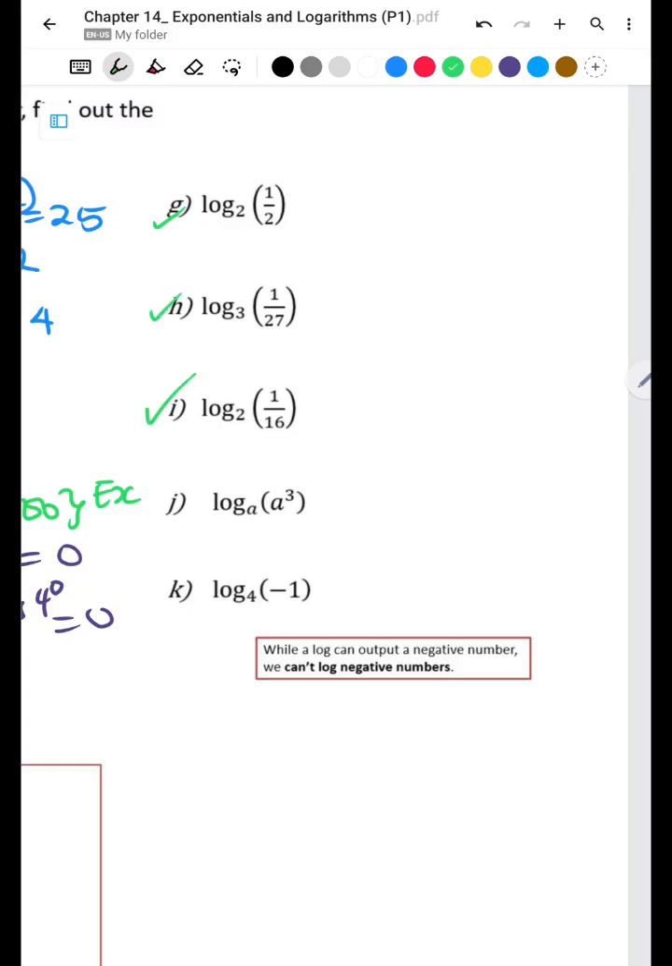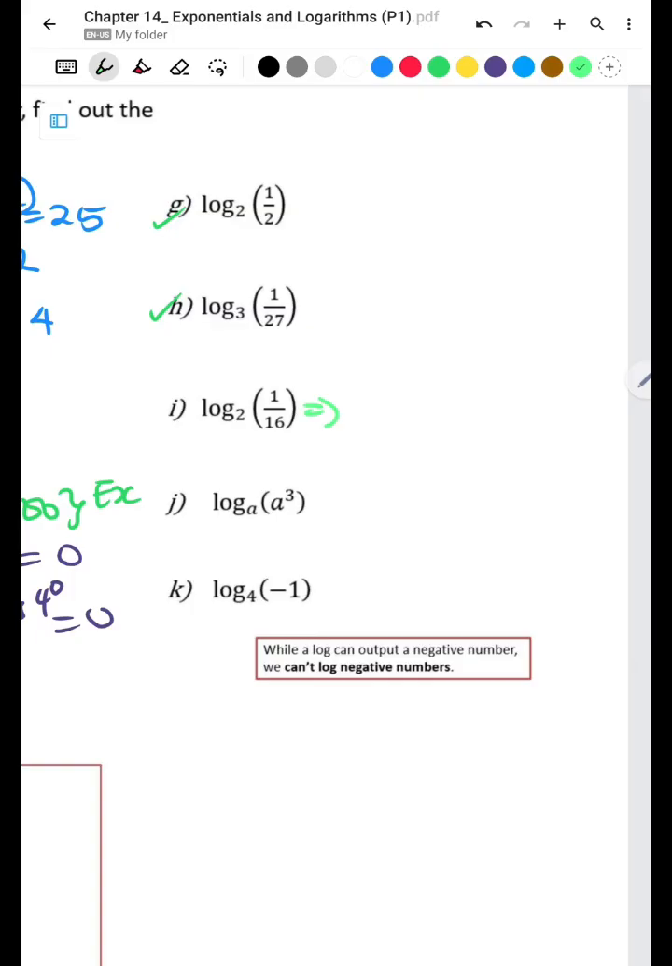Okay, let's do the fraction part of the question. Because these are very similar, I would like to rush quickly through this. This is the same thing as log base 2 of 16 to the power of negative 1. 16 is the same thing as 2 to the power of 4, so this is the same as log base 2 of 2 to the power of negative 4. Now 2 to the power of what will give me 2 to the power of negative 4? Our answer here is negative 4.